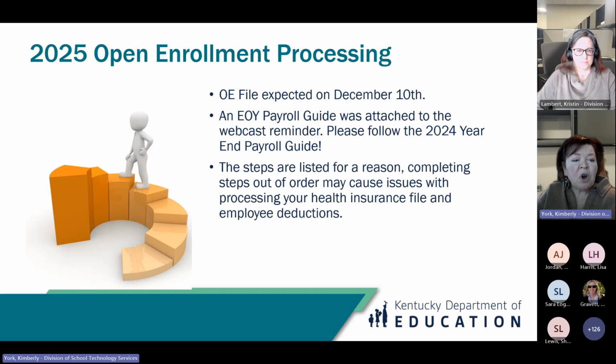To begin with, we're going to start with the 2025 open enrollment processing. Your OE file is expected on December the 10th. We also attached to the webcast reminder this morning an end of year payroll guide. Please follow the steps within that guide. It's very important. The steps are listed for a reason, and completing them out of order can cause some issues with processing your health insurance file and employee deductions.